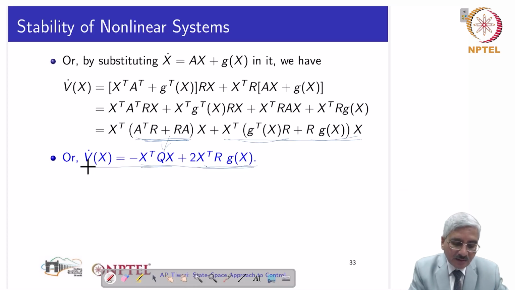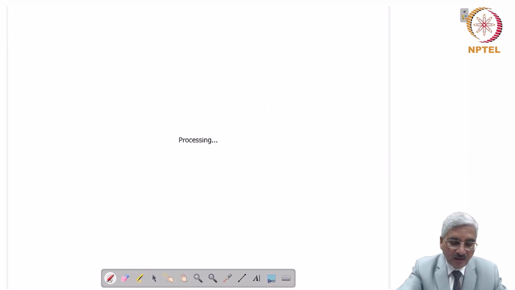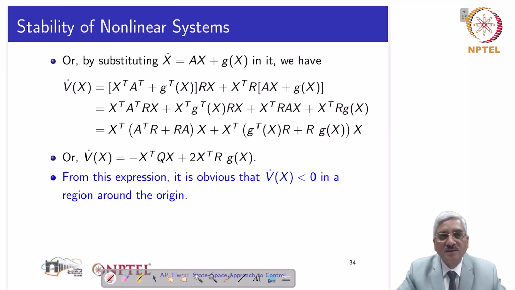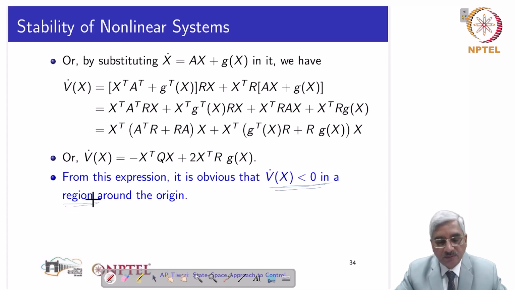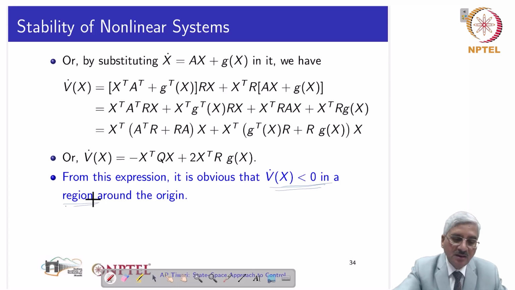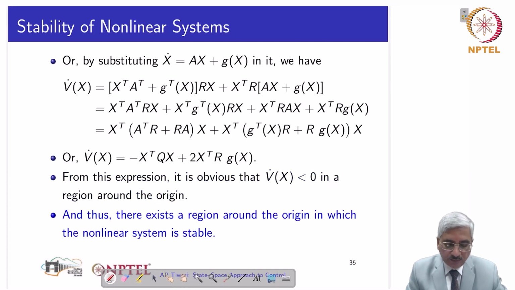And in that, now we have to check whether this V dot x is negative definite in a region around the equilibrium. So essentially we have to establish that region. We know that because the linear part of the dynamics was stable, there exists a small region. We have to determine the extent of that small region, and that will give us the region of stability of the nonlinear system.